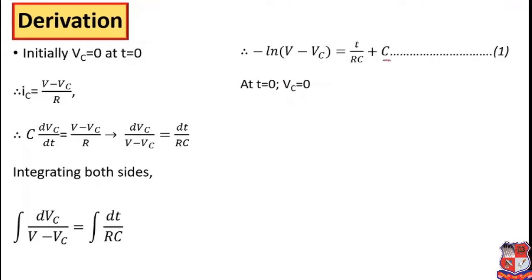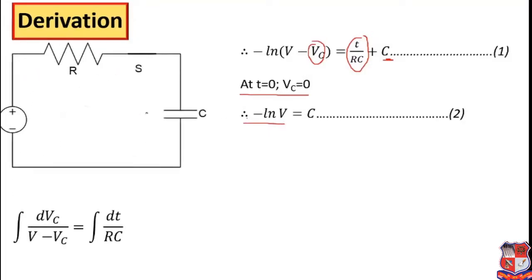We can now find the value of the constant using the initial condition. We know that at t equals 0, this Vc is equal to 0. So you will get c equals minus ln V. So for this closed circuit, now we can find the capacitor voltage Vc and the capacitor current or charging current Ic. So now place the value of c over here.